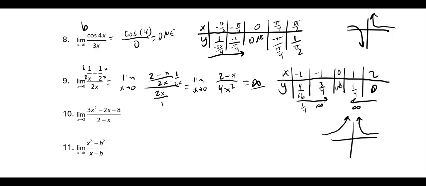Let's look at 10. For 10, we have the limit as x goes to -3 of 3x squared minus 2x minus 8 all over 2 minus x. And so we probably need to factor this one. Let's see. Let's try fake plug in first. 2 minus 2. No, it won't work with that. All right, so let's factor both the top and the bottom.